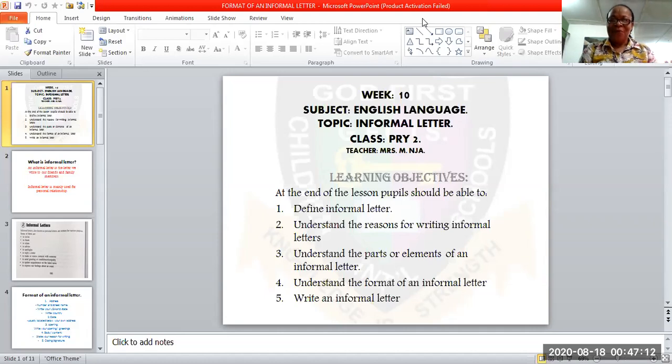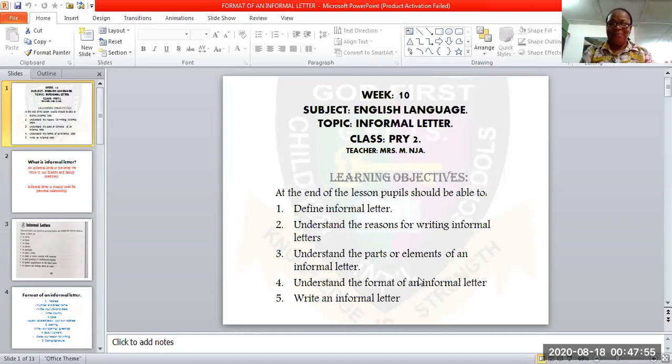For us to have adequate understanding of what we are going to learn today, we must inform ourselves of the learning objectives of this topic, informal letter. The learning objectives include to define what we mean by informal letters, to understand the reasons for writing informal letters, to understand the parts or elements of an informal letter, to understand the format of an informal letter, and to write an informal letter correctly.